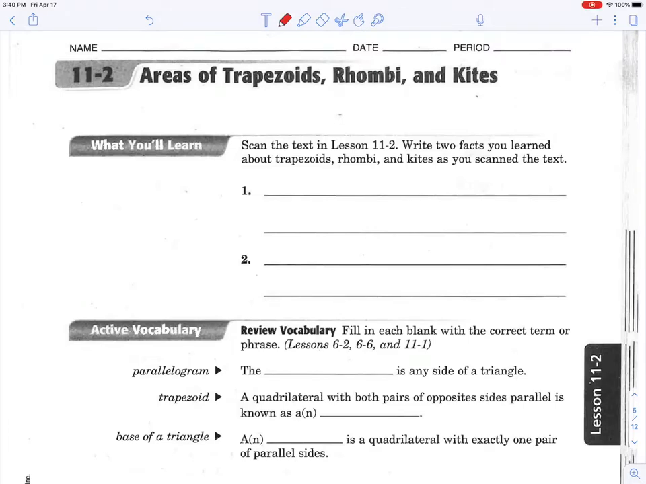This is 11.2, areas of trapezoids, rhombi, and kites. Scan the text in 11.2. Write 2 facts you learned about trapezoids, rhombi, and kites as you scan the text.